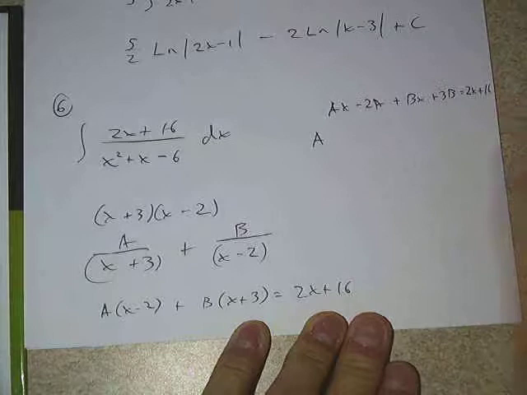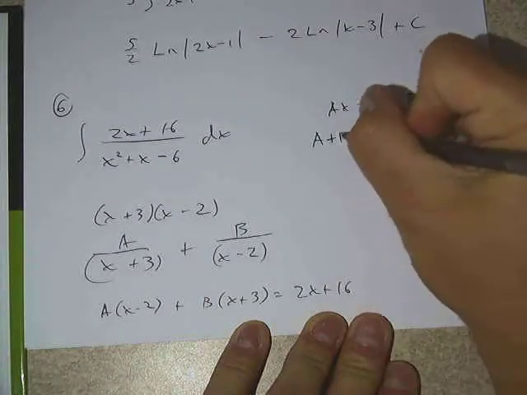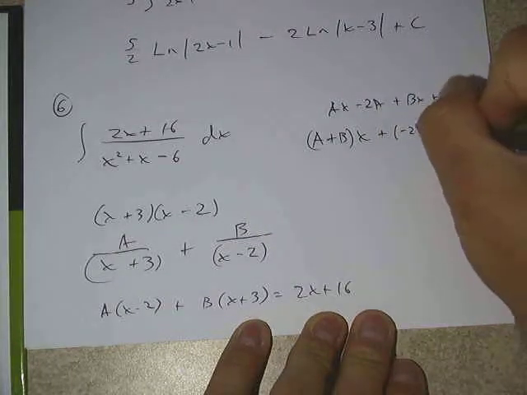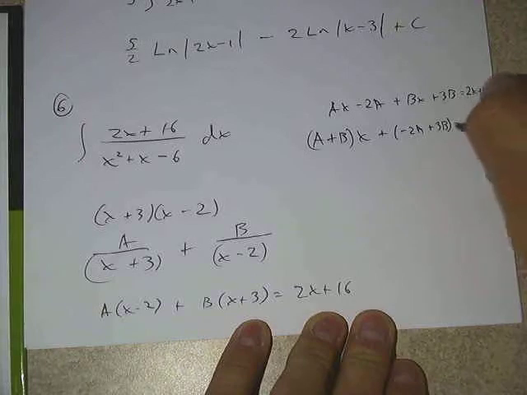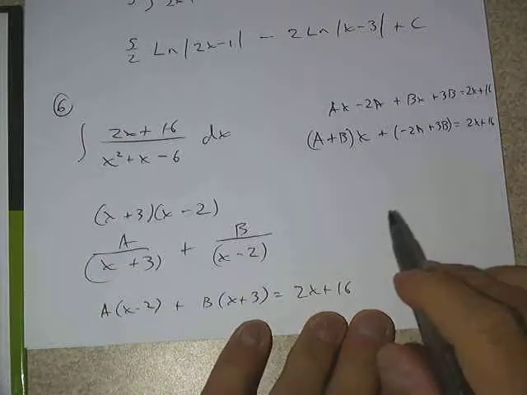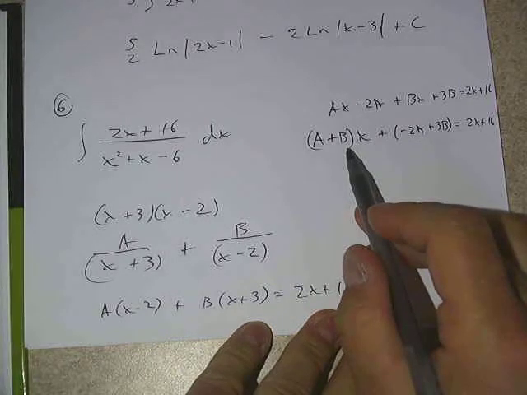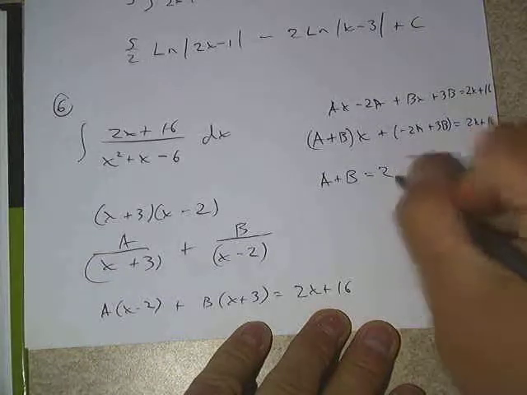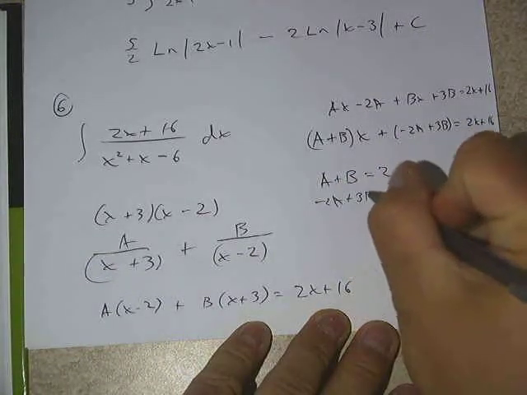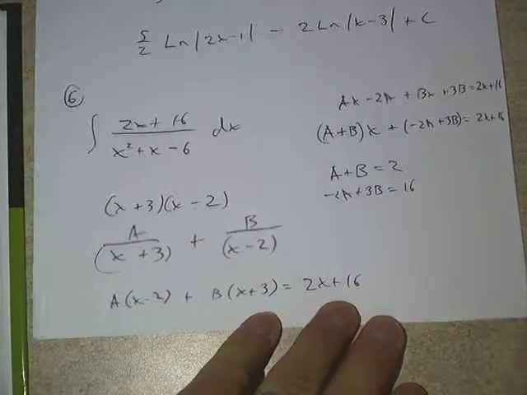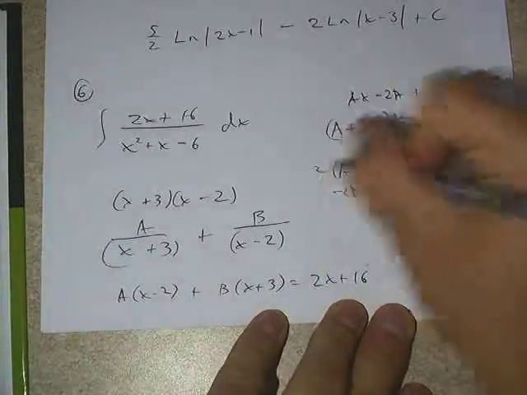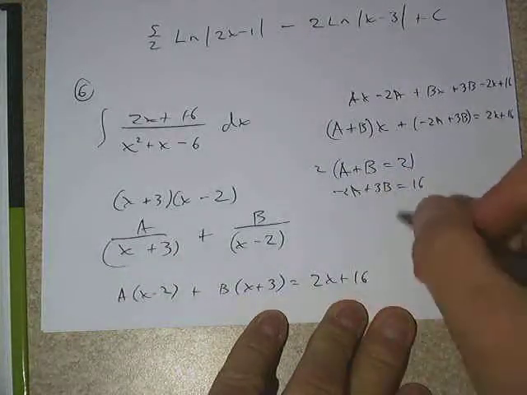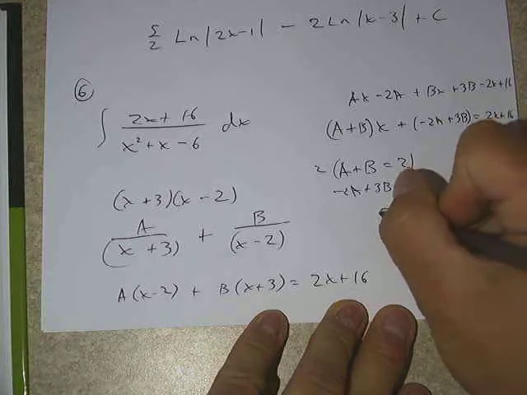We'll distribute, and we'll get ax minus 2a plus bx plus 3b, and again equals 2x plus 16. We'll collect our x terms here, and we'll go ahead and skip a step here. We'll factor out the x as we do that, and then we're going to add to that negative 2a plus 3b as our other part. And I put that in parentheses for a purpose, because ultimately we're going to recognize this as the coefficient on x, which means that a plus b, according to our other side, would equal 2, and then our negative 2a plus 3b would equal the constant, which is 16.